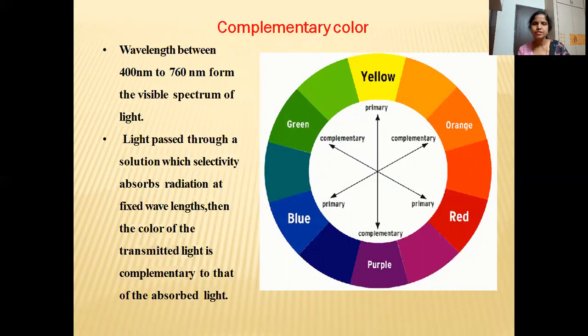Yellow for bananas. Bananas absorb all the light, but they transmit only the yellow light. That is the complementary color. The primary colors are blue, red, and yellow, and these primary colors give complementary colors. For yellow it is purple, for red it is green, and for blue it is orange. In this way, when a colored solution absorbs light, it transmits another color having a different wavelength. Based upon this fact, colorimetry works.